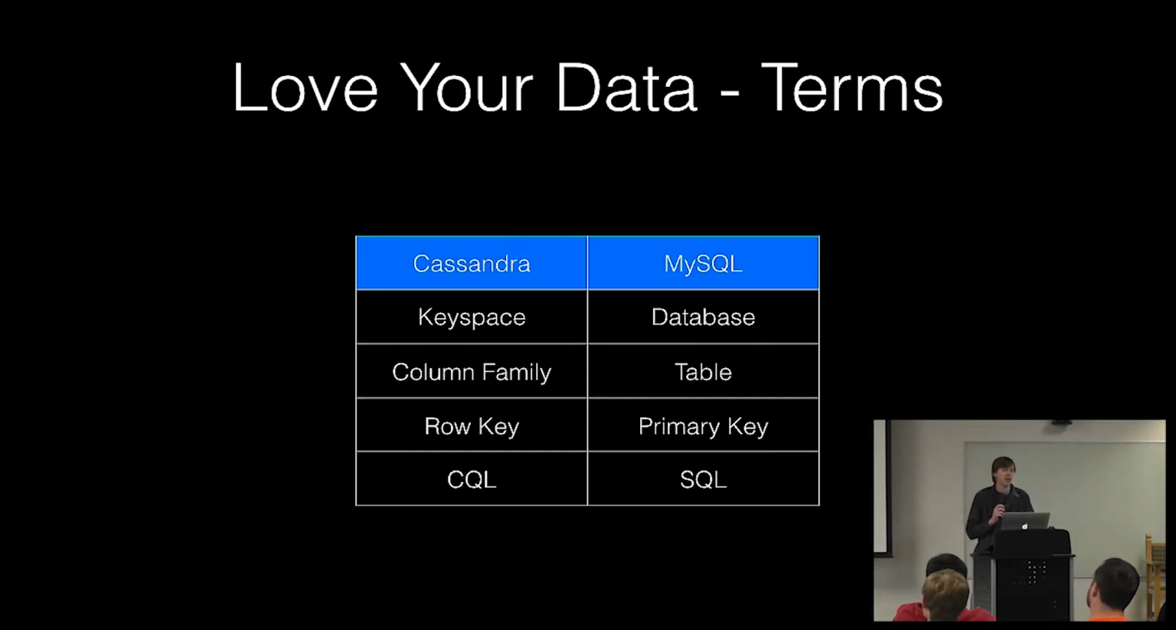So in MySQL, you have databases. In Cassandra, you have a Keyspace. And in MySQL, you have a table. Cassandra has column families because Cassandra is a column-oriented database system. In MySQL, you have your primary key, which is what you would use to index and access all of your data fast and efficiently. In Cassandra, that is called a row key, but it's the same general concept.